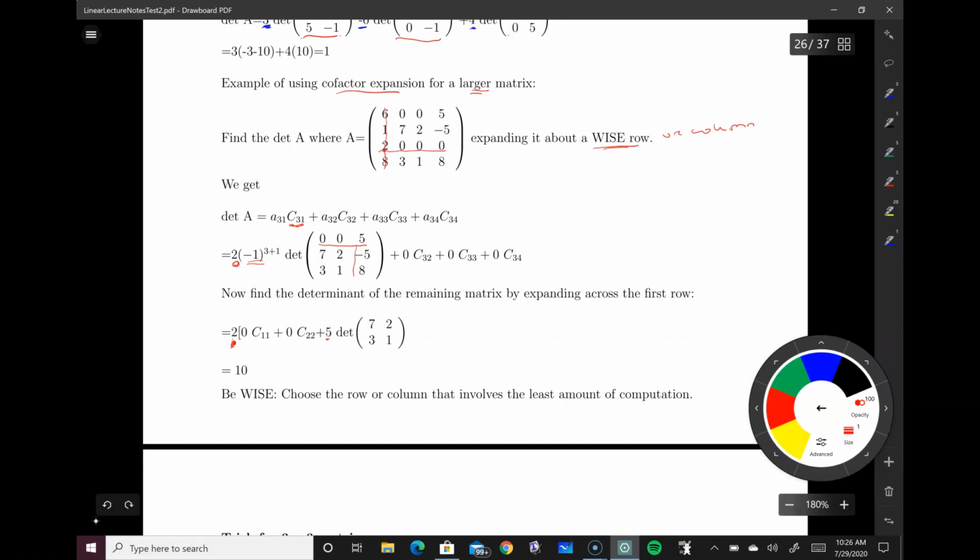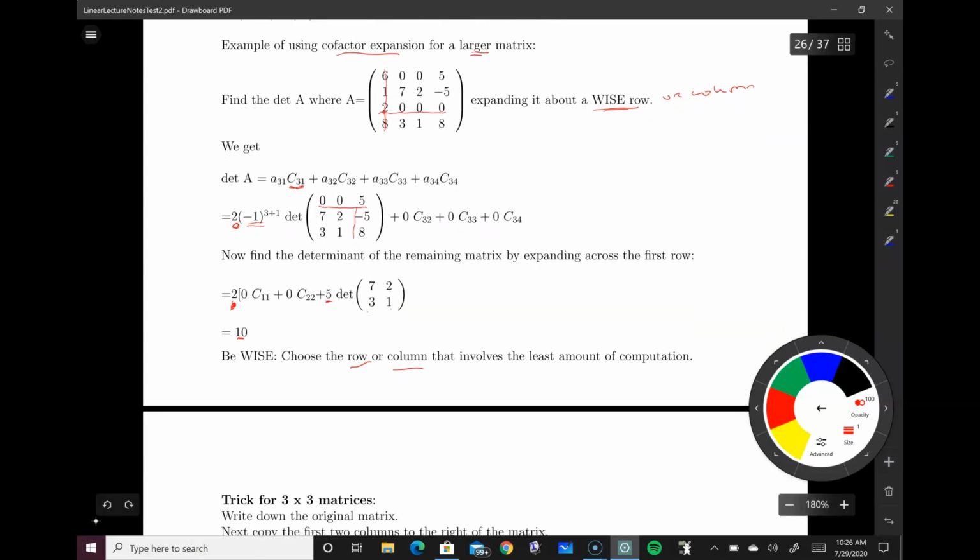So this 2 times this 5 gives me a 10, and then when I take the determinant here, I get 7 minus 6, which is a 1. So the determinant is 10. So make sure that when you want to choose a row or a column that gives you the least amount of computation in figuring these out.